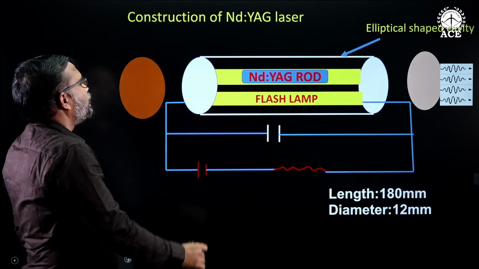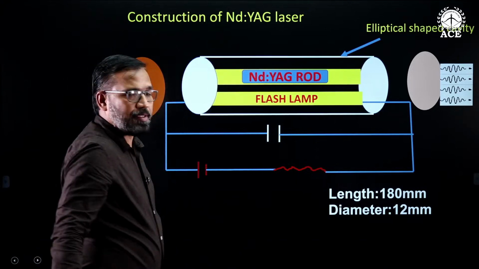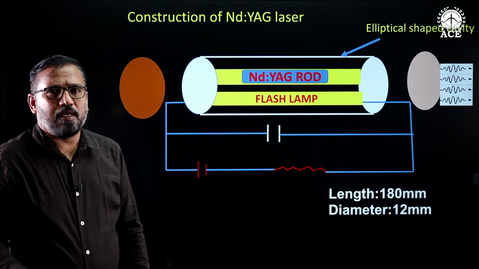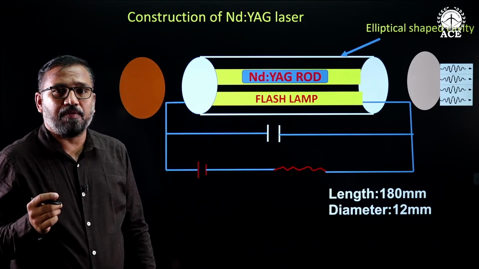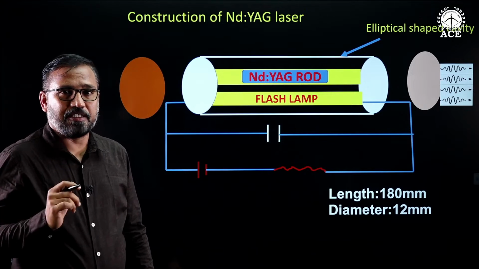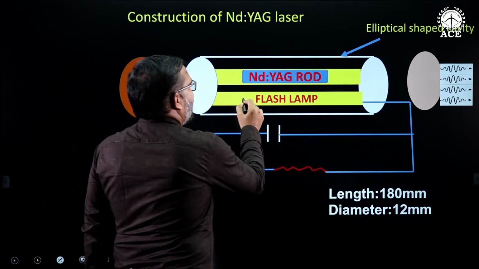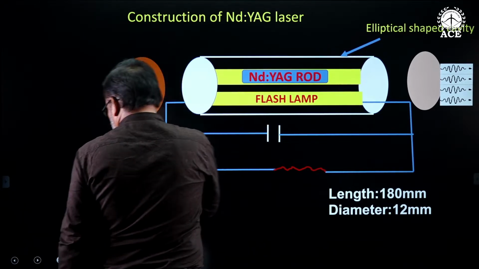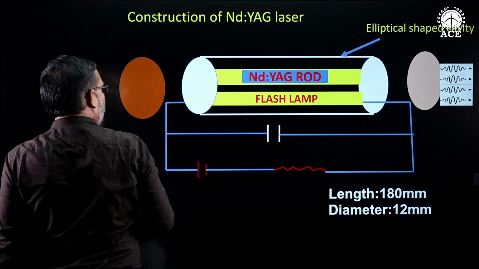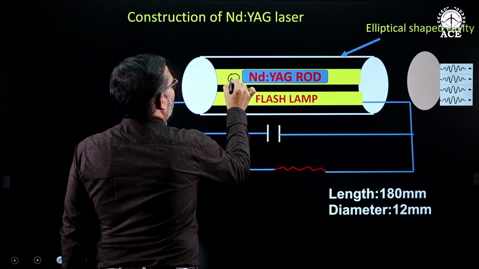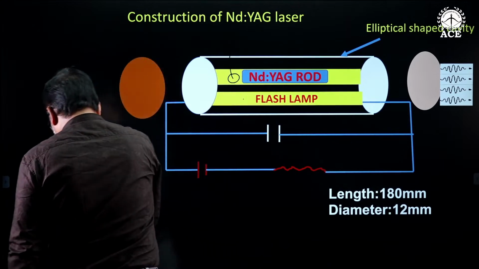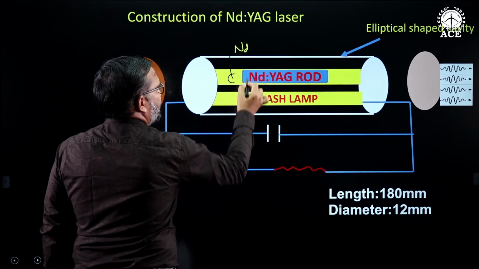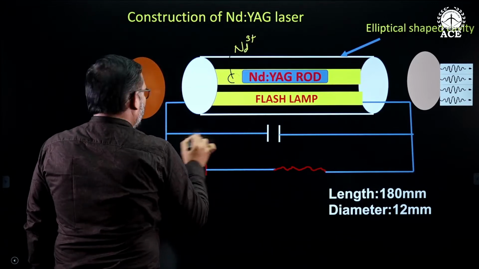So what is the use of the elliptical shaped cavity? Why do we use the elliptical shaped cavity here? The elliptical shaped cavity has one good characteristic. What is that characteristic? Whatever the light, for example. So let us say, it is a neodymium ion, a neodymium plus 3 ion.